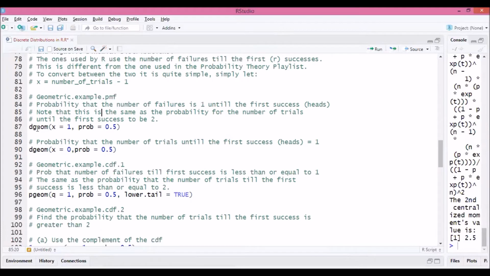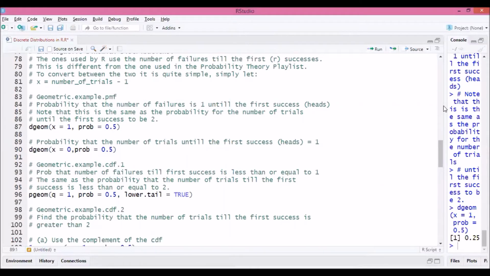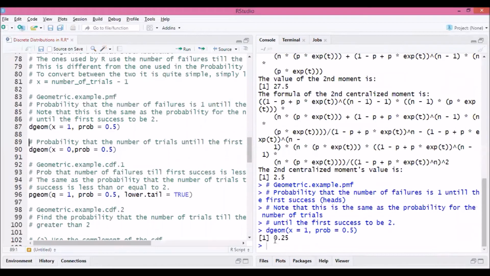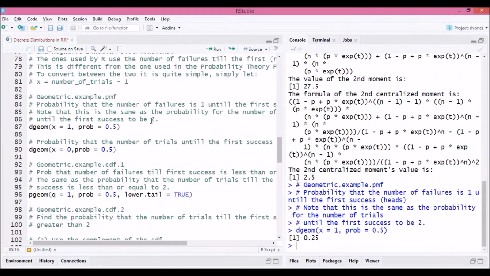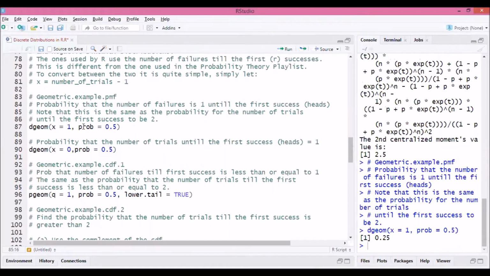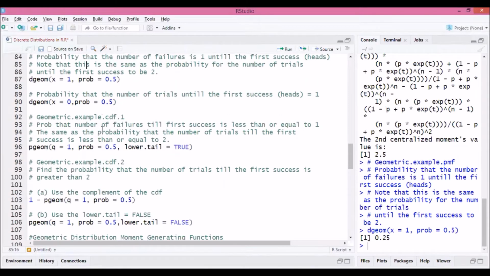So if we were interested in using base R, the stats package function, to calculate this probability, as you might be used to, it would give us this answer, 0.25. We need to change x from 2 to 1 because we have to subtract. We have to subtract 1 to convert it to the number of failures before the first success, because we're always going to have 1 success as being the last trial.